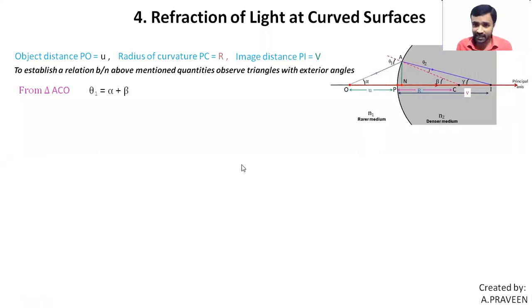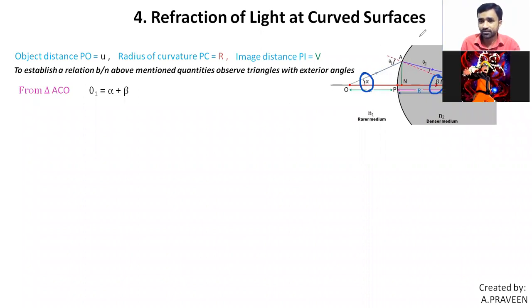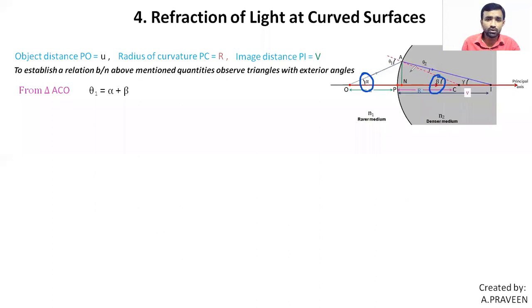Sum of the two interior angles. So the interior angles here: one is alpha and the other is beta. So that's why I have written here theta 1 is equal to alpha plus beta. Is there any confusion in this? Is it clear? The exterior angle of a triangle is equal to the sum of the two opposite interior angles. So by that mathematical knowledge, we are writing theta 1 equal to alpha plus beta.